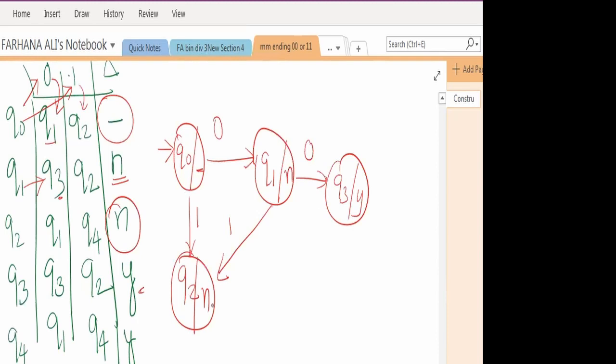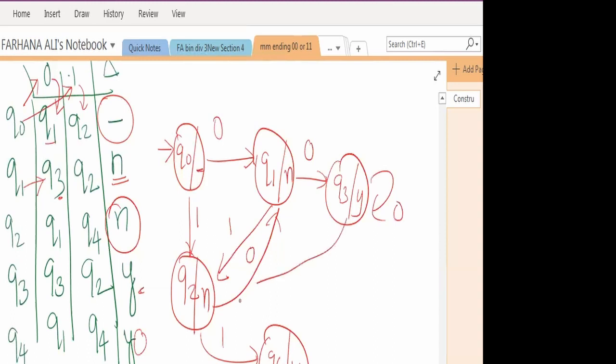Now Q2 on 0 is going to Q1, and on 1 it is going to Q4 with the output yes. Okay. Now Q3 on 0 is going to itself, and on 1 it is going to Q2. Now Q4 on 0 it is going to Q1, and on 1 it is going to itself.